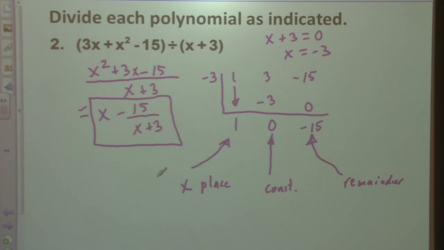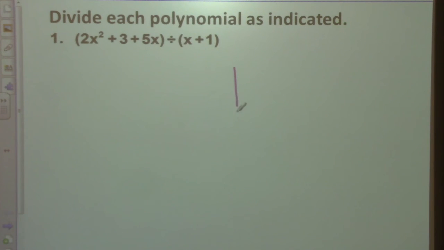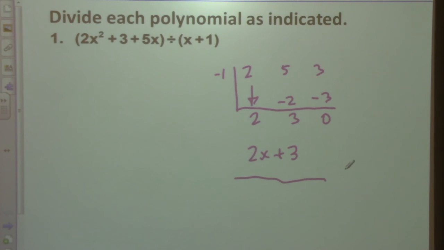Okay? And then going back to number 1, if we were to do the same thing on number 1, we would have like 2, 5, 3. We put the -1 out here, so you get 2, -1 times 2, this is going to be -2, 3, and -3, 0. So we get 2x plus 3, okay, which is the same thing we did by long division. All right?